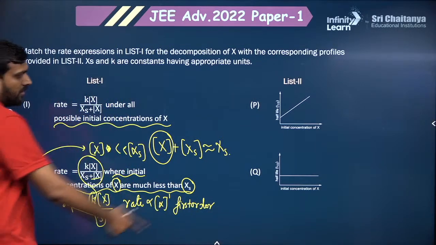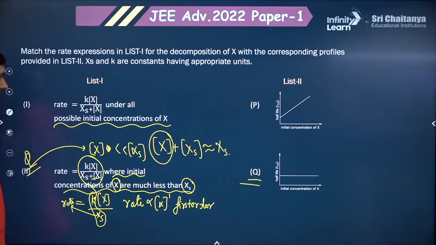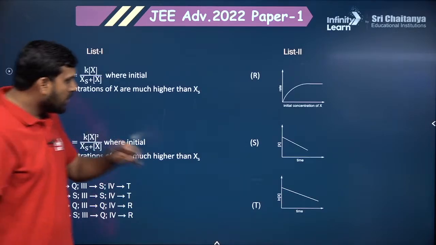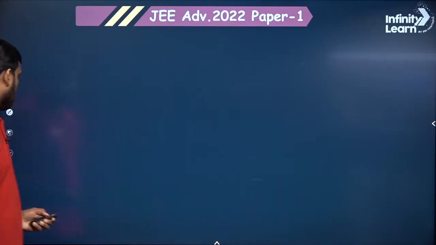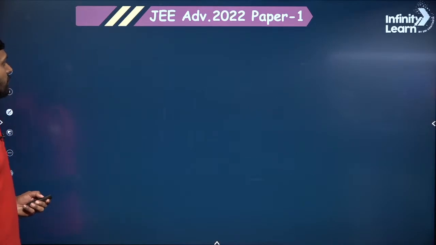If it is first order, Q will match with that. No issues, Q can match with this. There are other options also which match with this. So T is also possible. So Q and T are the perfect match for this. Now go for the next option.